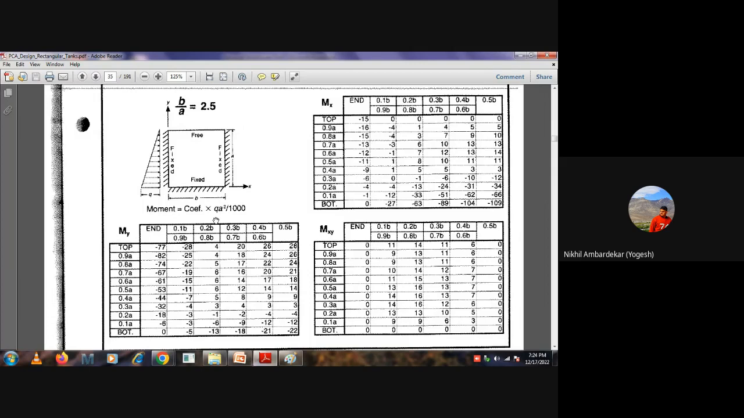Got the answer? 102.5. Correct. So you consider the maximum coefficient as 82, and you have calculated MX and MY. This way you will directly get the bending moment for internal water pressure.